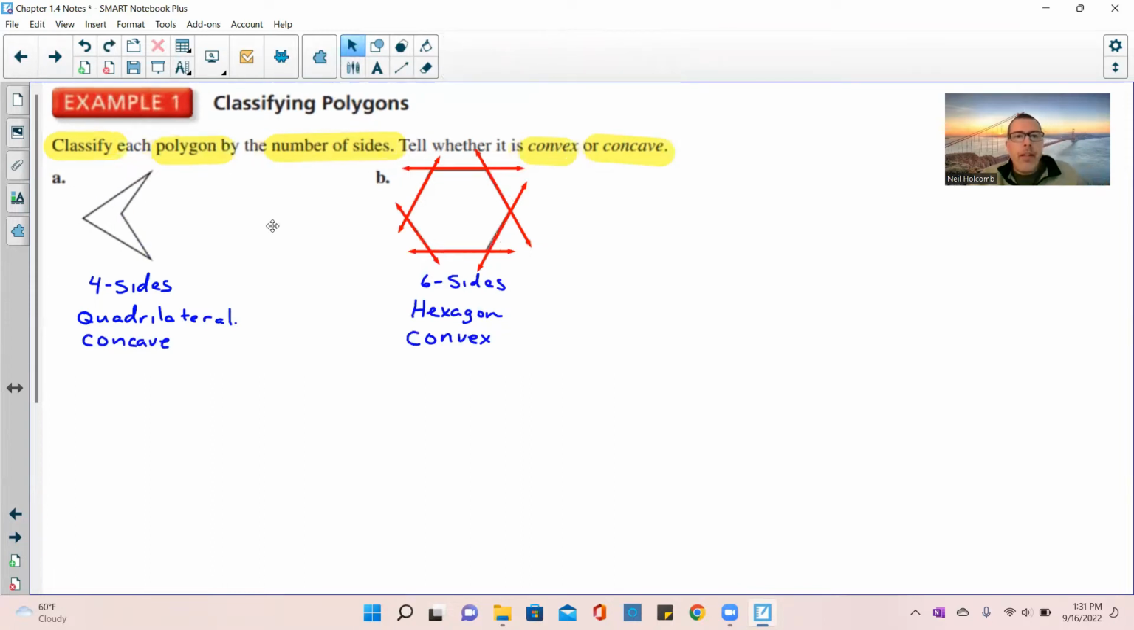Okay. So that is a quadrilateral, concave, hexagon, convex.